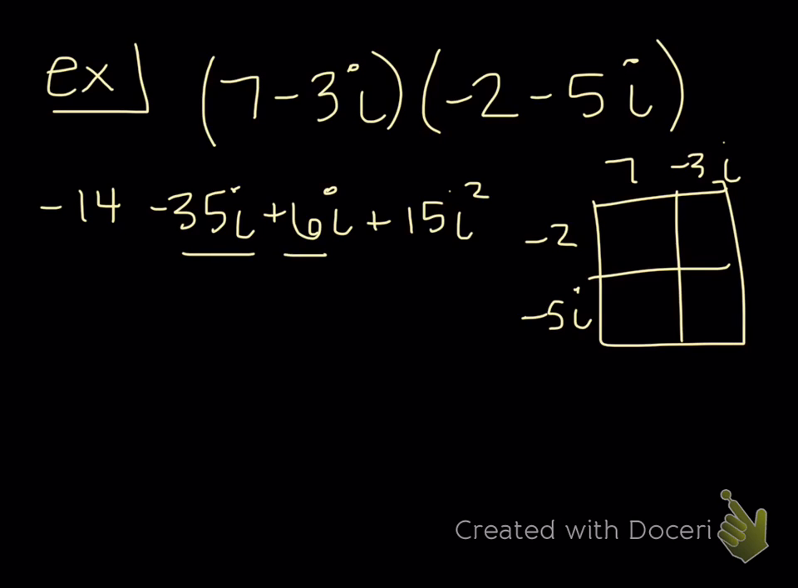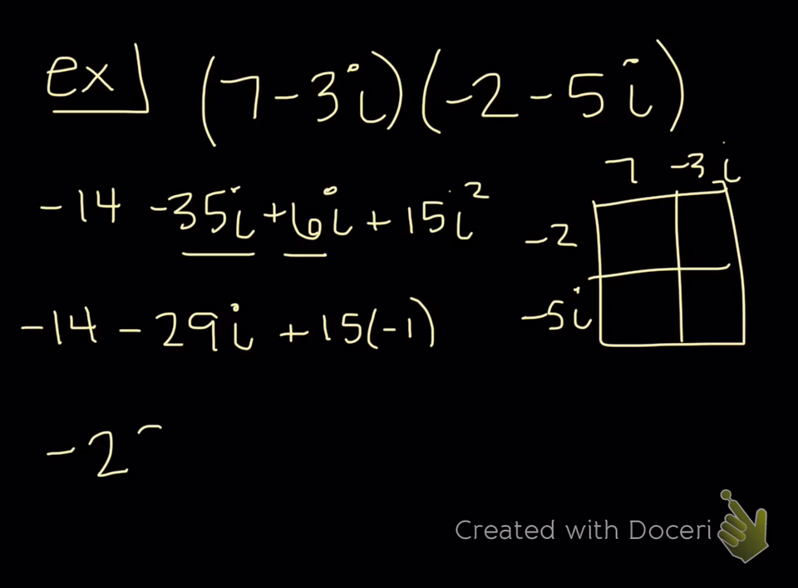I can combine these two terms. So this will be minus 29i, and then this will become 15 times a -1. So this will change that to be -15. So -14 minus 15 is -29 minus 29i. So again, this is the real part, this is our imaginary part. So in total, that makes up our complex number.